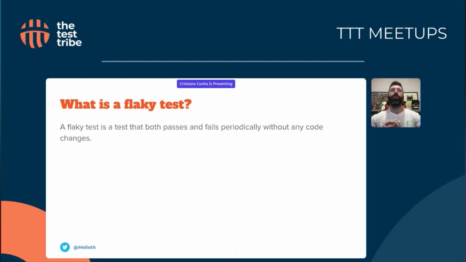The definition of a flaky test is basically a test that both passes and fails periodically without any code changes. And that means that neither the code of the test changes nor the code of the application. So you're using the same environment, you're doing two runs, and in one run the test fails, and in the next run, a little bit of time after, the test passes. And this behavior is what we call flaky.